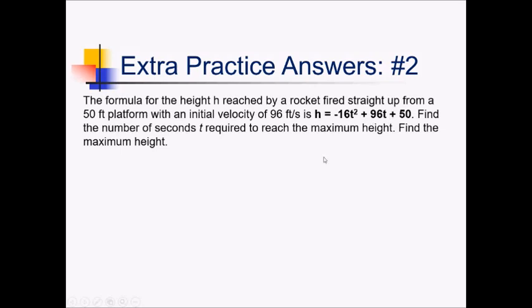To find the input value of the vertex, since this is just standard form, I can say the t value of the vertex is going to be negative b over 2a. That's my vertex formula for standard form. So this is going to be negative 96 over 2 times the a value here of negative 16. So that's negative 96 over negative 32, which is actually exactly 3. So that's kind of nice. 3 seconds is our units here.